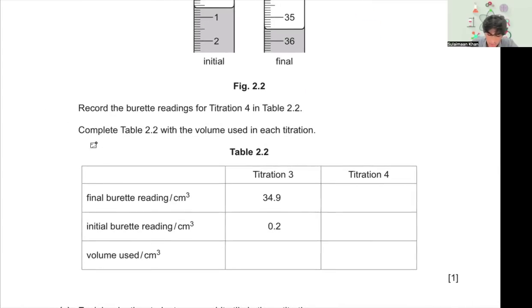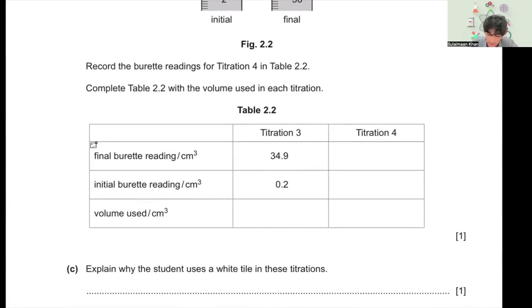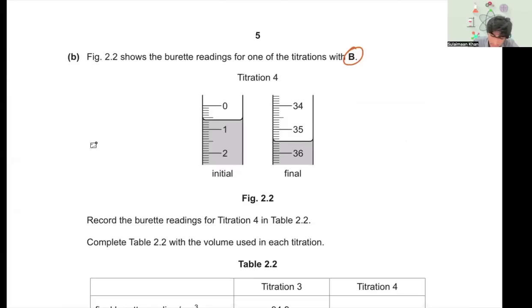So he says, record the burette readings for titration 4 in table 2.2, complete table 2.2 with the volume used in each titration. So let's look at this. Titration 3 is already given to us, and titration 4 we have to figure out. So it's 0, 0.1, 2, 3, 4. The one that comes out a little other than these, that's 0.5, so that's 0.4, that's 0.5, and that's 0.6. So that's 0.6 right here. That's good enough. And then here, that's 35, 35.1, 2, 3, 4, and then that's 35.5.